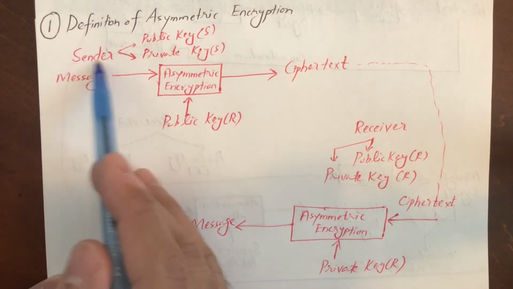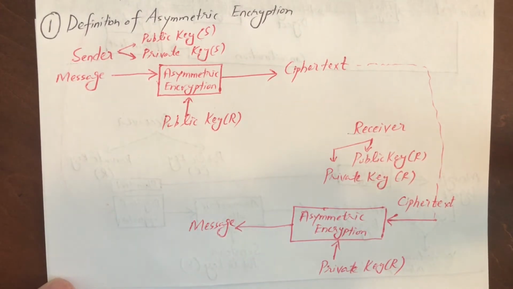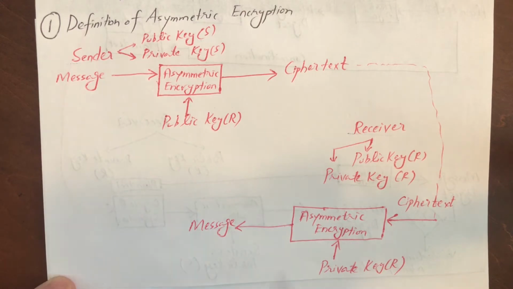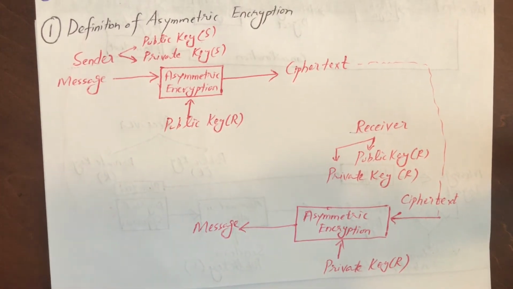Let's say the sender wants to send a message to the receiver. Sender and receiver need to use the same asymmetric algorithm, like RSA, Diffie-Hellman, or elliptic curve cryptography, etc. There are many, and we'll discuss that in our second part. So the sender wants to send a message to the receiver.